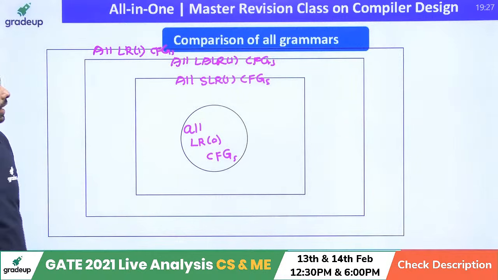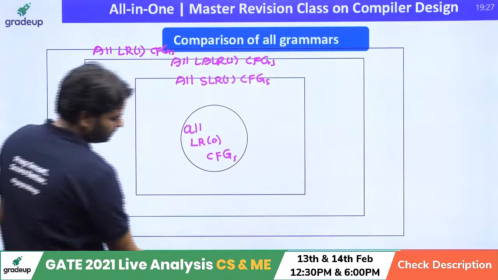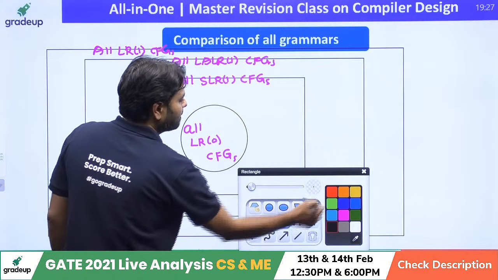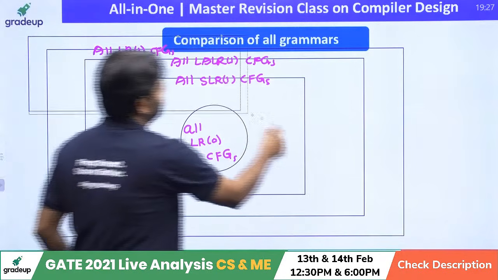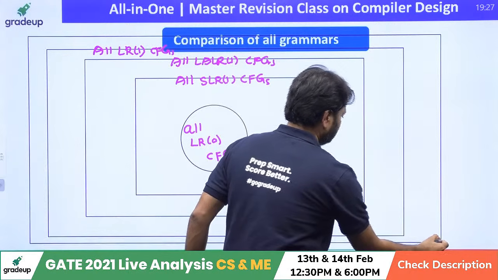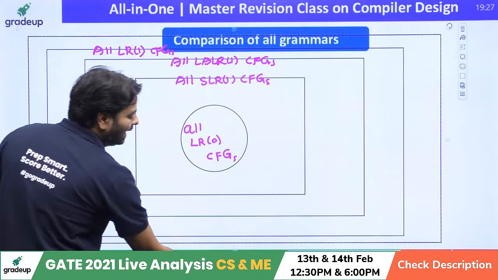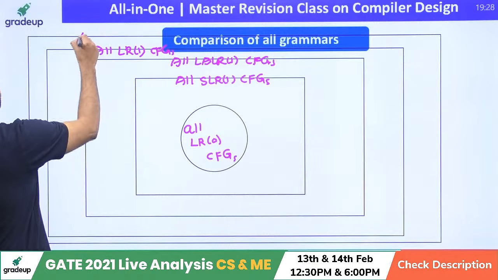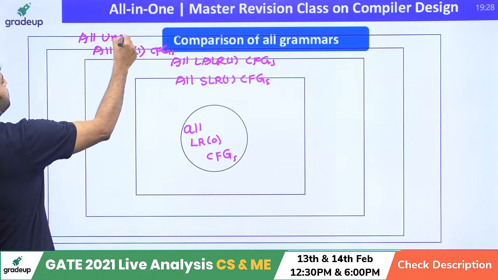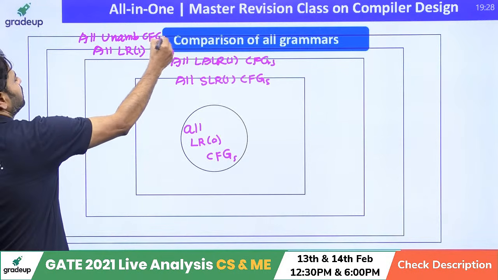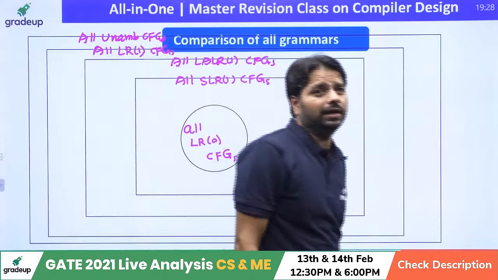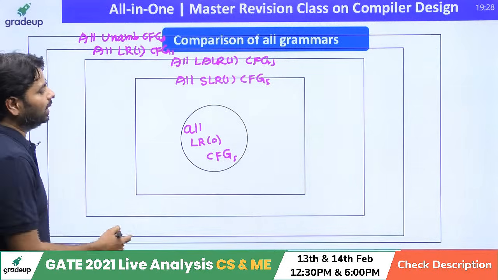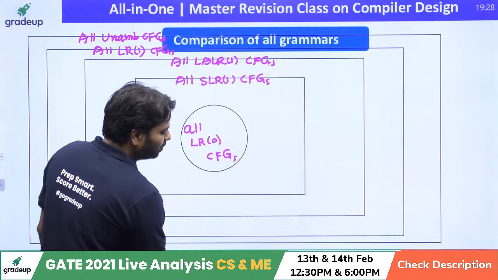If you want to know one more relation, that is unambiguous, I can draw that here itself. That box is all unambiguous grammars. At any cost remember it, because you can save a lot of time if you remember this hierarchy of relationships.